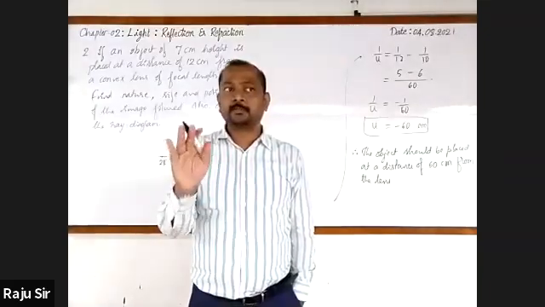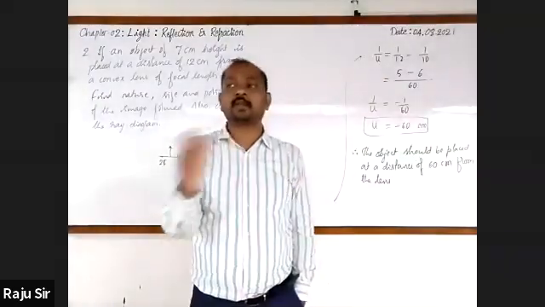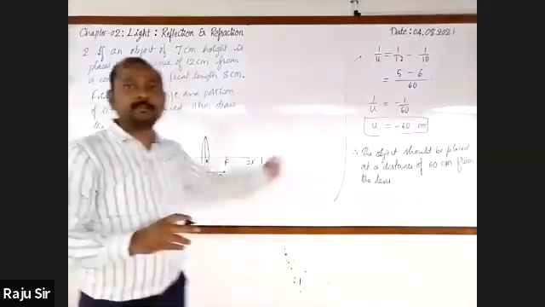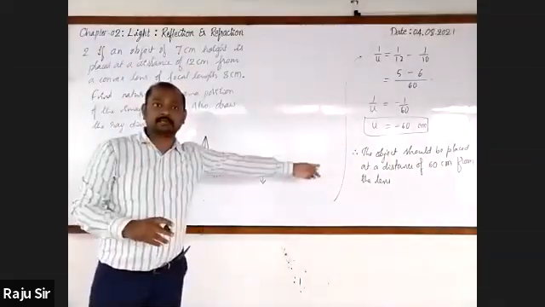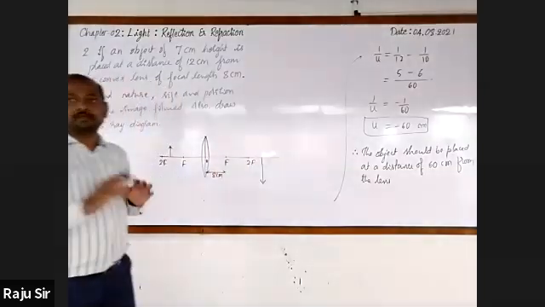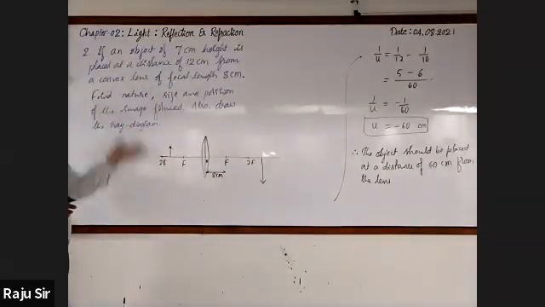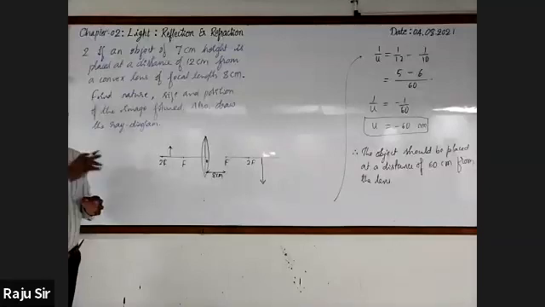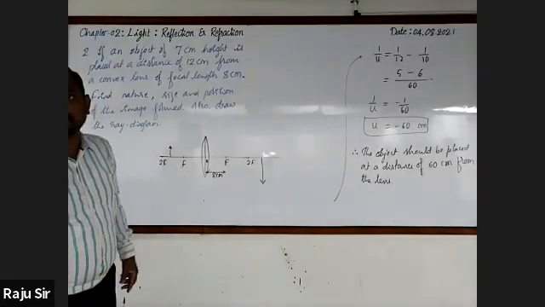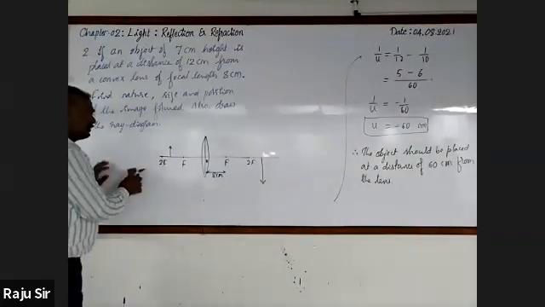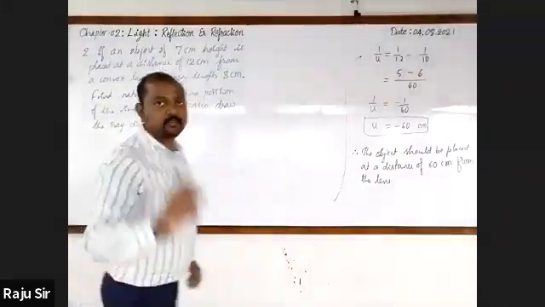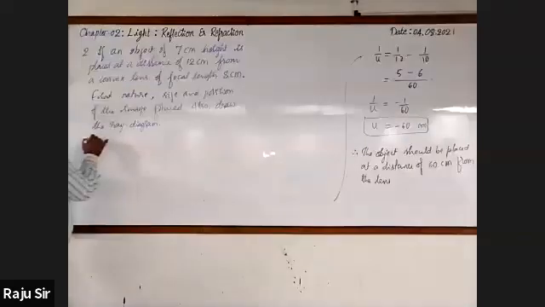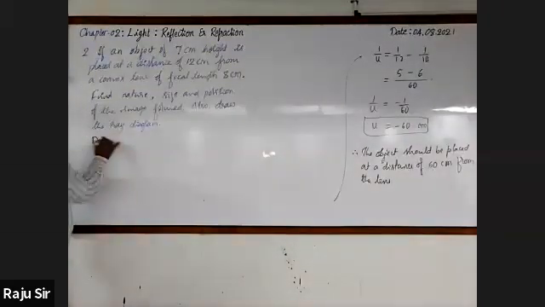Whether it is positive 16 centimeter or negative? Positive. It is found on the other side of the lens. We have already come to know the answer for the question. Image distance is plus 24 centimeters. Correct, 24 centimeter.